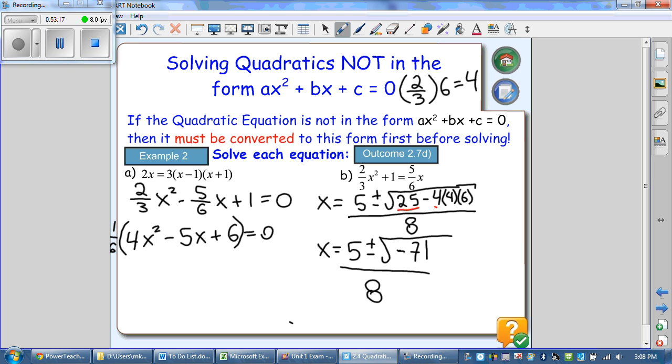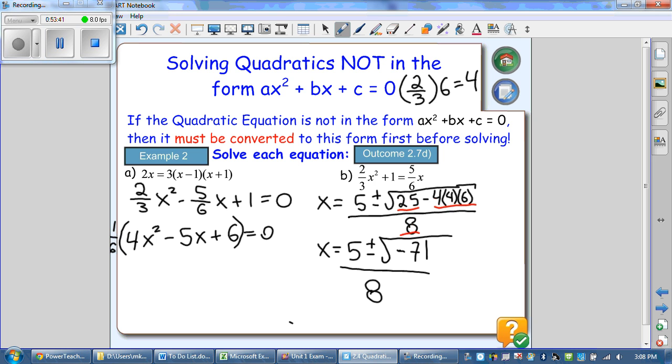I simplified underneath the radical sign. I got 25 minus 96 is -71. That's where that came from, 25 minus 96. I stopped here. Why did I stop here, Ryan?